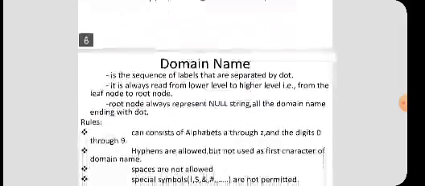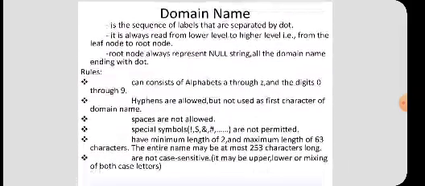Next we see the domain name. What is a domain name? A domain name is a sequence of labels that are separated by dot. It is always read from lower level to higher level, that is, from the leaf node to the root node. The root node always represents a null string, so all domain names end with a dot.